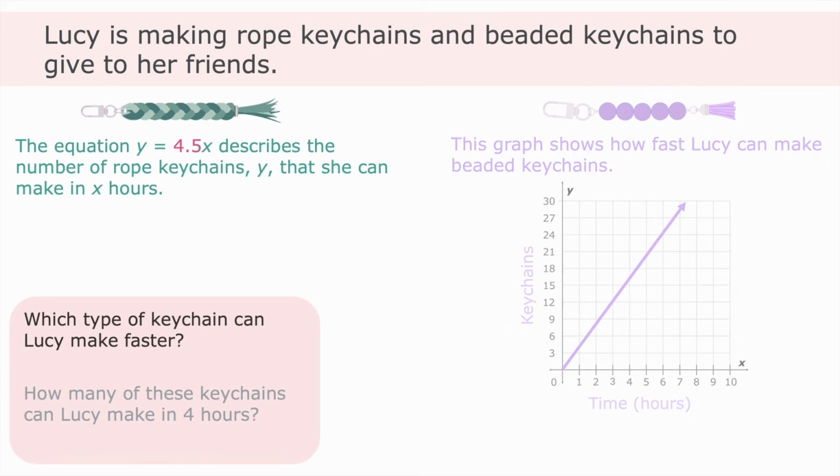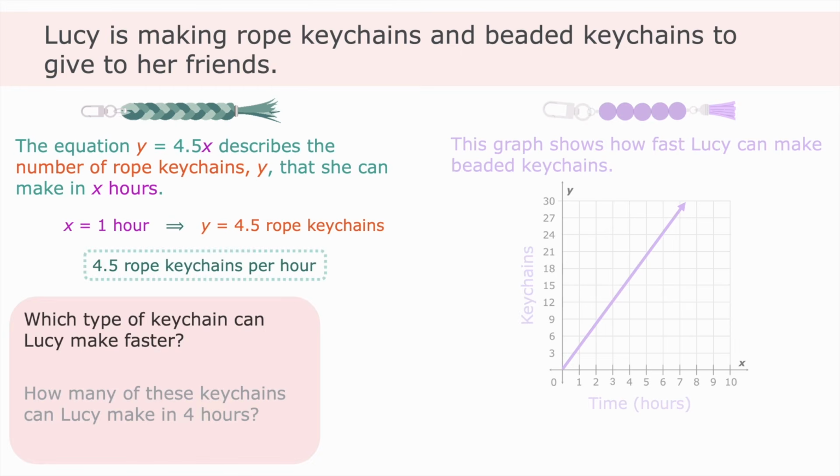Looking at the equation, we can see that the unit rate for rope keychains is 4.5. But how do we know if that rate is keychains per hour or hours per keychain? Well, since x is the number of hours and y is the number of rope keychains, notice that if we put in 1 for x, we get y equals 4.5. So she can make 4.5 rope keychains in 1 hour, or 4.5 rope keychains per hour.